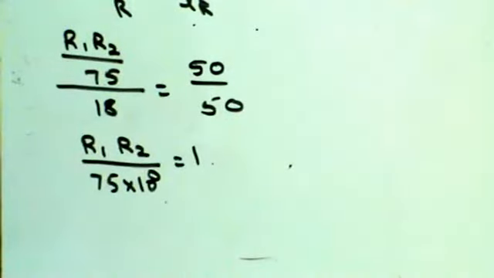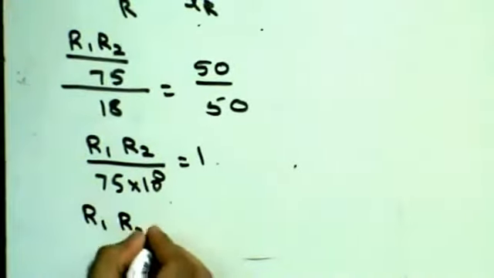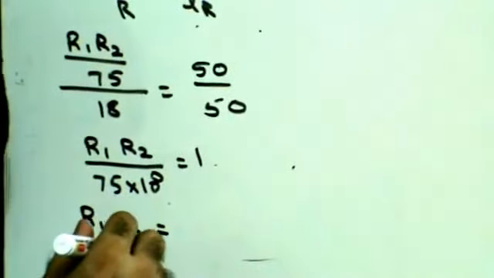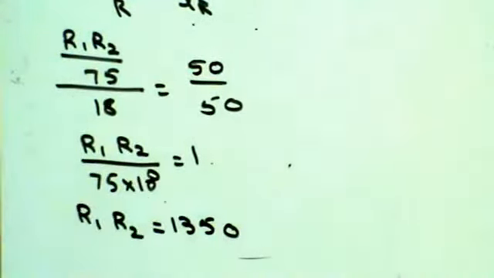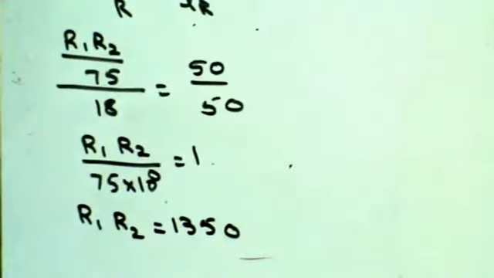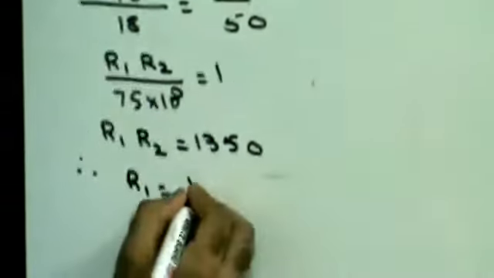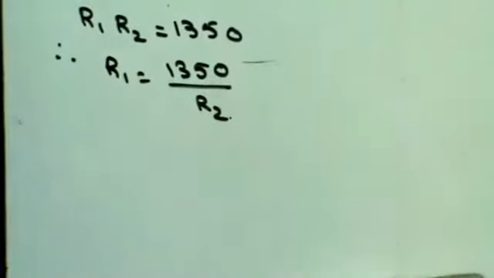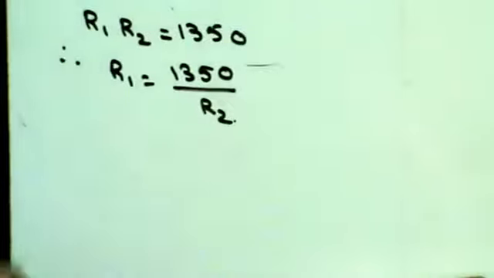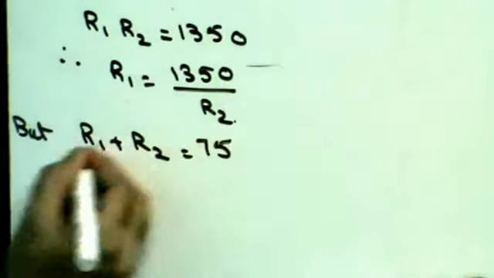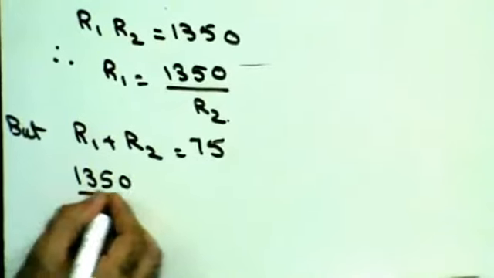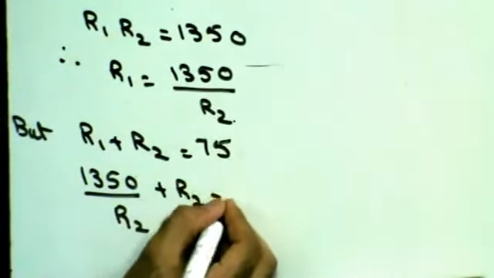Right? So you will get R1 R2 multiply this is 75 into 18, that is 1350. Right? 75 into 18 and I'm cross multiplying that. Now I could say that therefore R1 is 1350 upon R2. Substitute this in equation 1. If I substitute this in equation 1, equation 1 is R1 plus R2 is 75. So I'll get 1350 upon R2 plus R2 is 75.